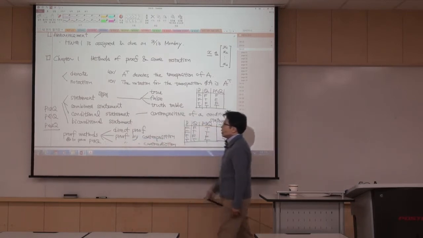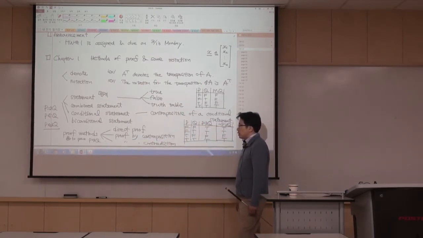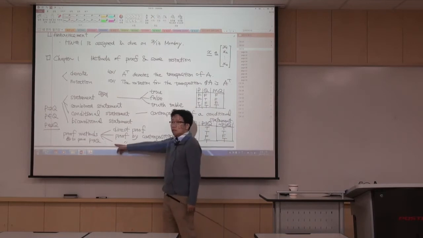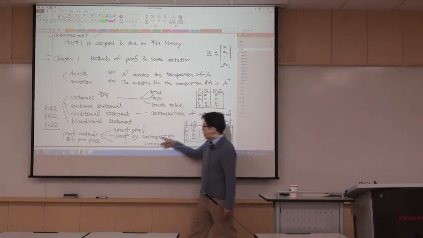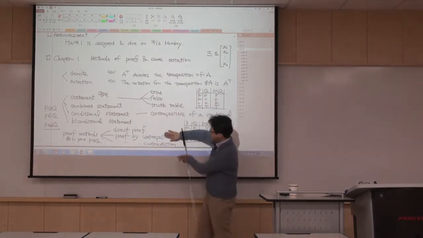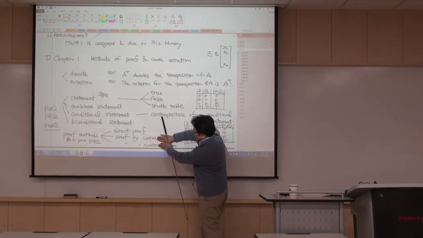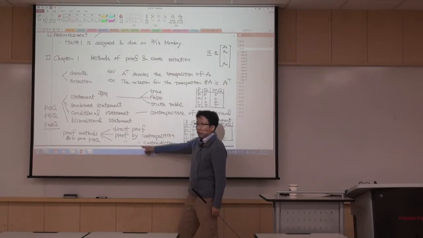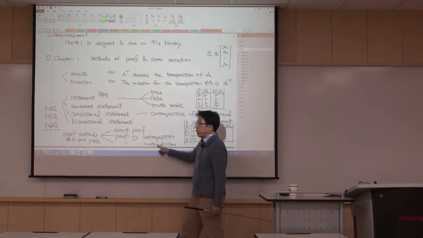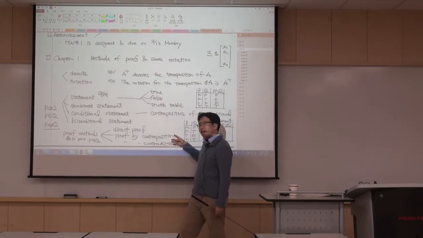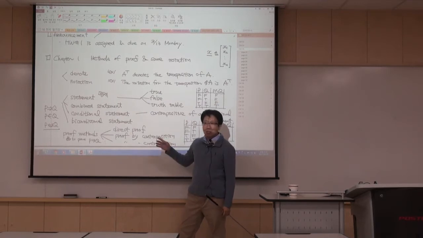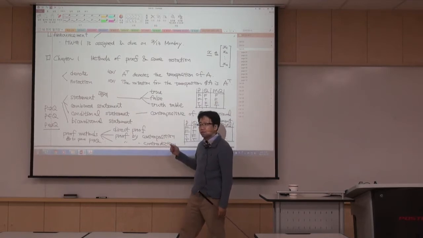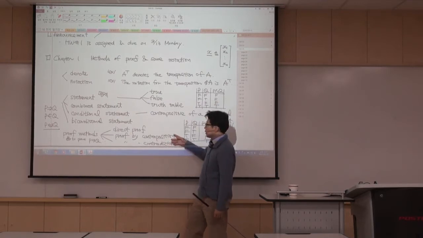The second one is proof by contraposition, and it's very confusing because they look very similar up to this, right? Contra. The third one is called proof by contradiction. They look almost the same, but they are different. You must be careful.